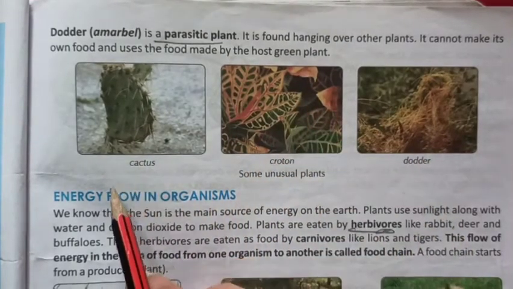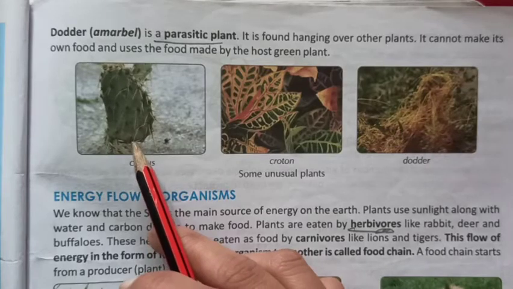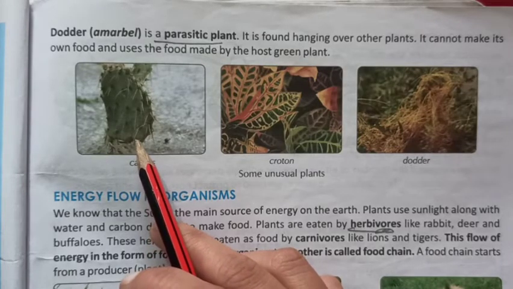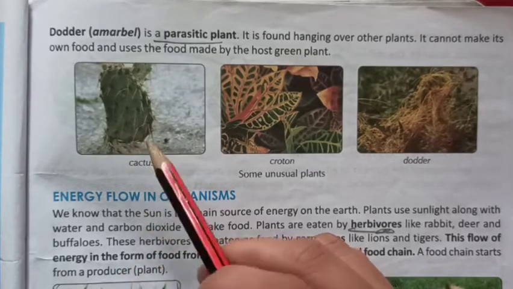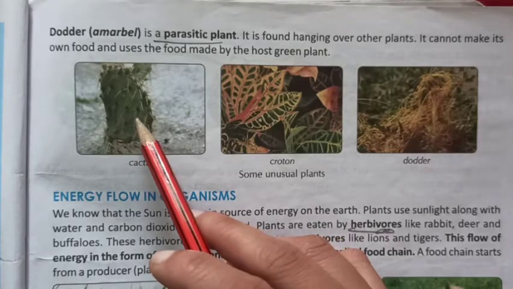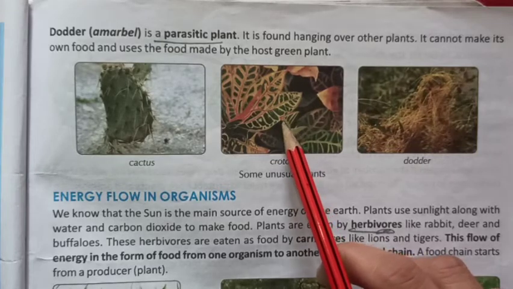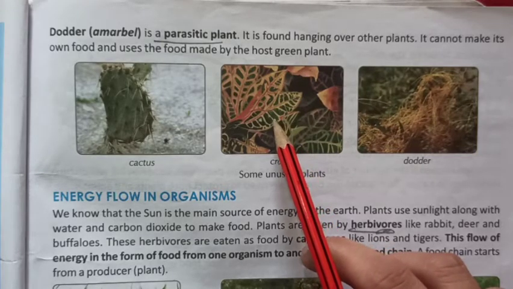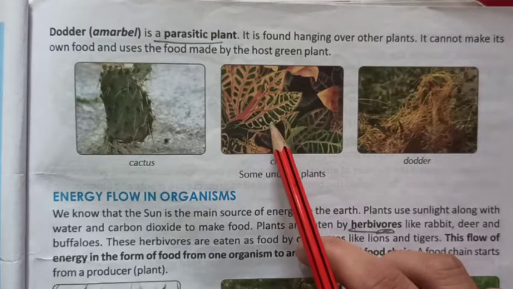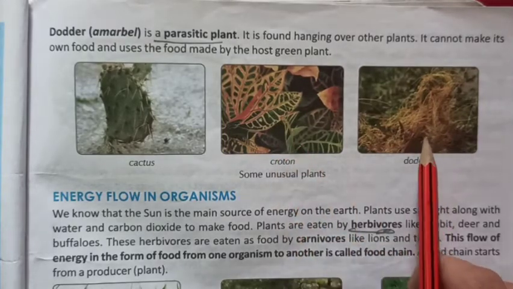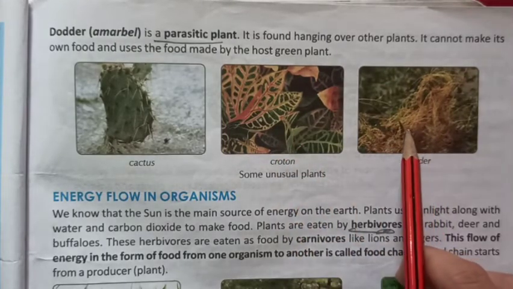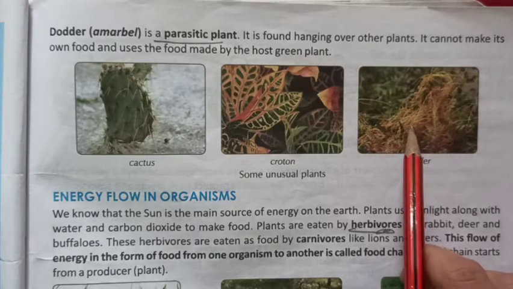So here you can see the picture of a cactus. As I read, cactus has a green and fleshy stem where the food is prepared. The plant of croton does not have green leaves but red leaves because of the red pigment present in it. And the dodder plant, which is a parasitic plant, does not prepare its own food but takes the food from the host green plant.